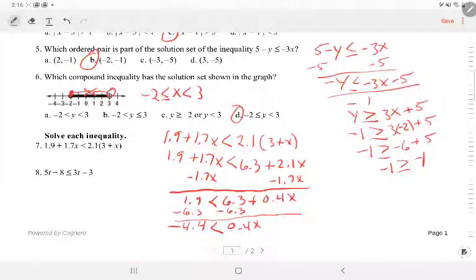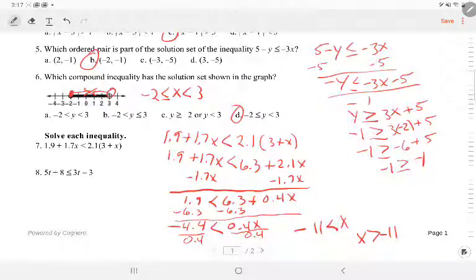I am then going to divide both sides by 0.4. And that's going to give me negative 11 is less than x. Or another way to say that is x is greater than negative 11.